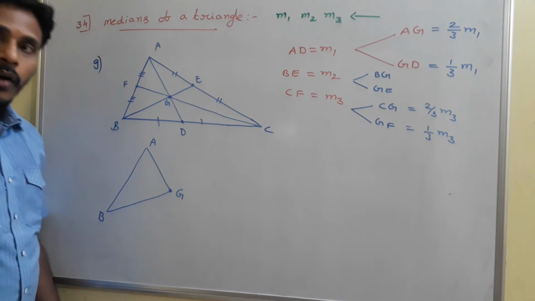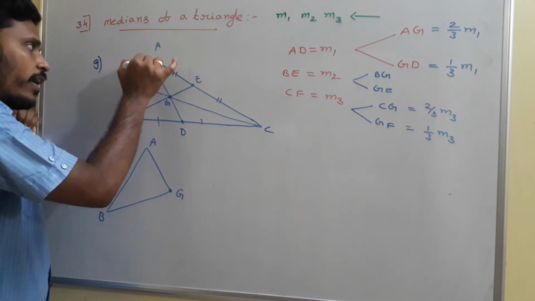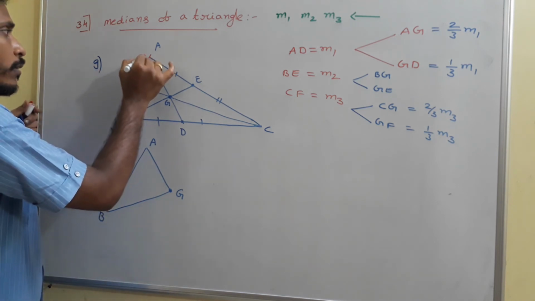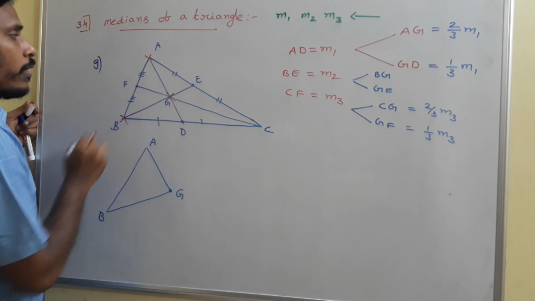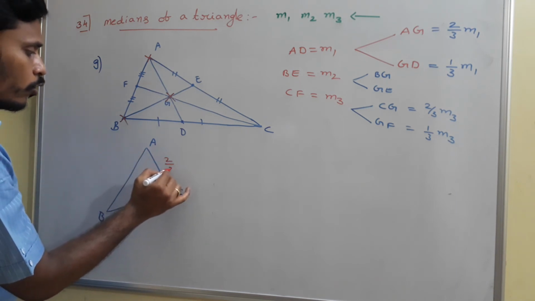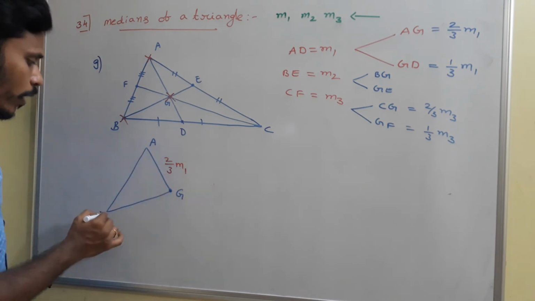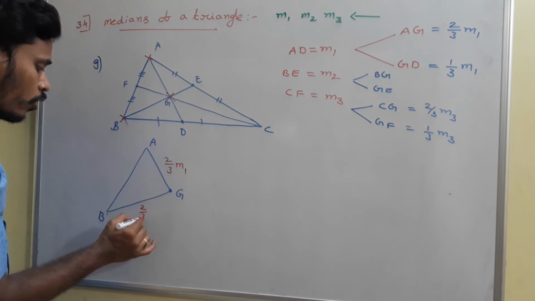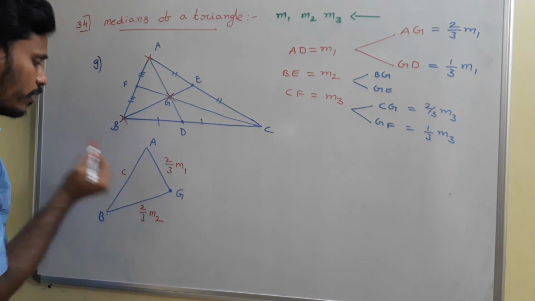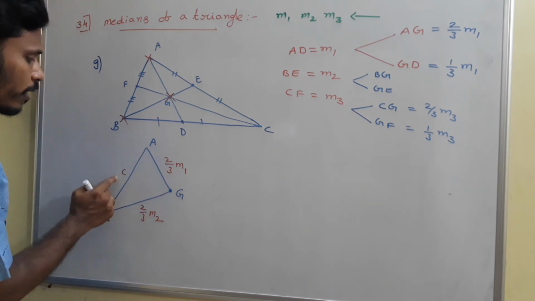Now pay attention to this triangle. I will show you which triangle: A, G and B. I am just separating this triangle. What is the length of AG? 2 by 3 m1. What is the length of BG? 2 by 3 m2. And what is the length of AB? It is C. So the sides are 2 by 3 m1, 2 by 3 m2 and C.